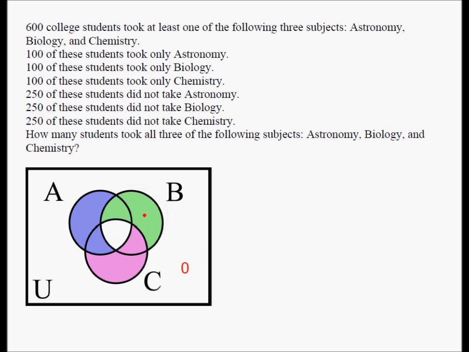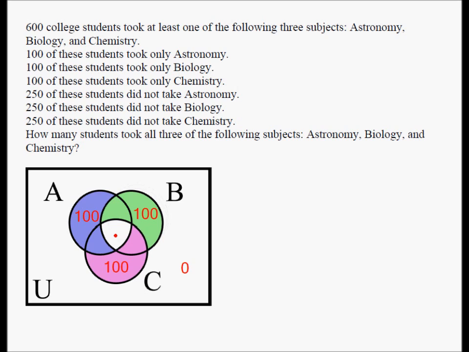This region represents the people who took only biology. This region represents the people who took only astronomy. And this part belongs to the people who took only chemistry. According to the question, 100 took only astronomy, 100 took only biology, and 100 took only chemistry.